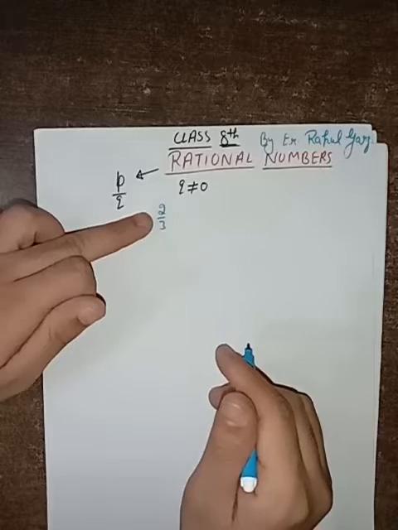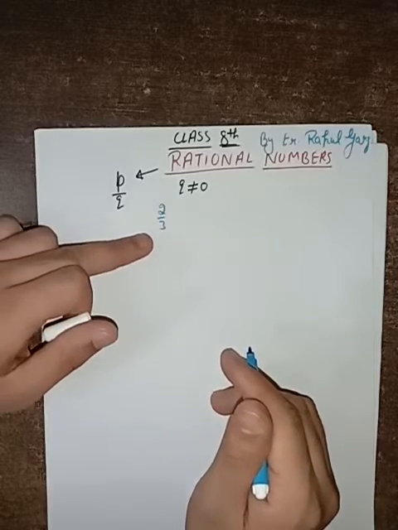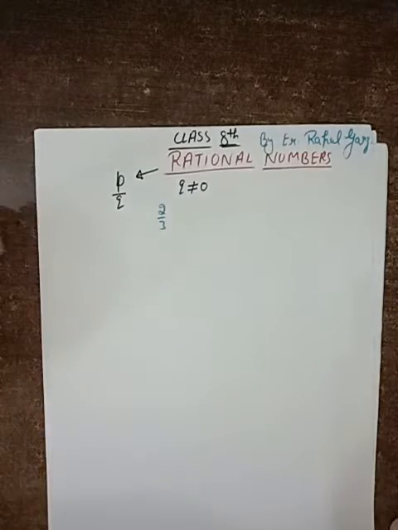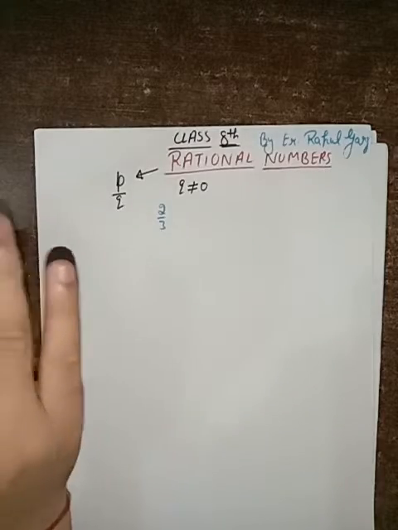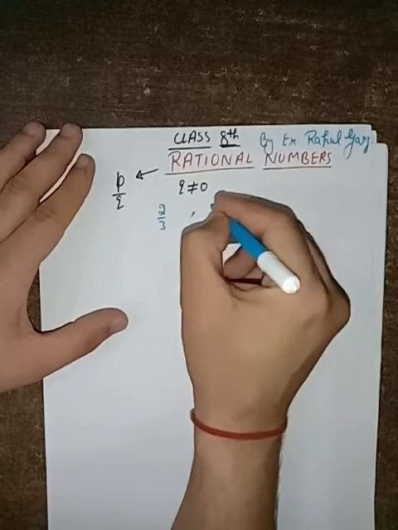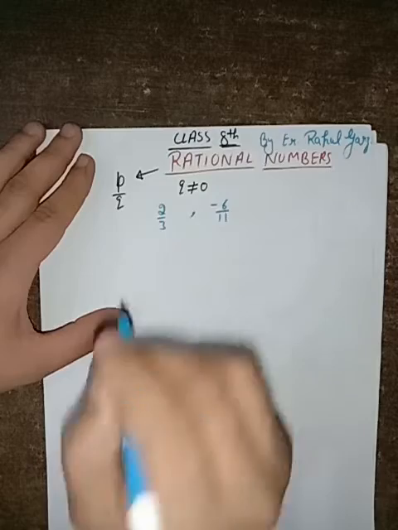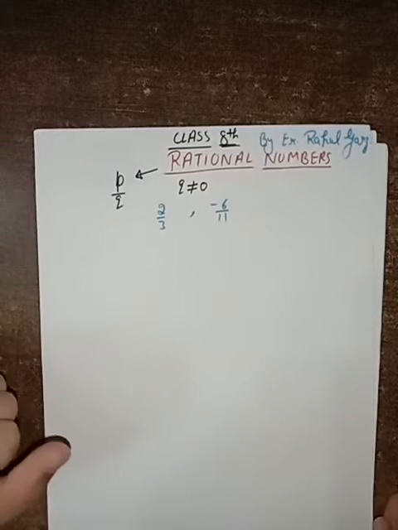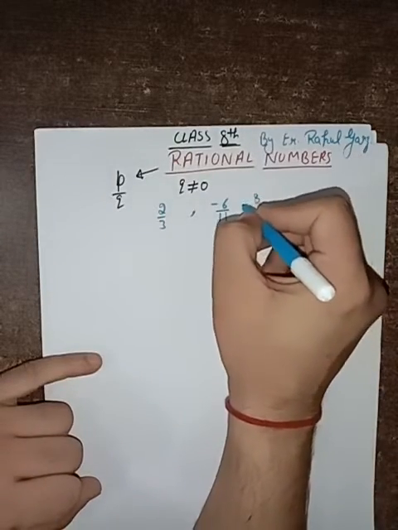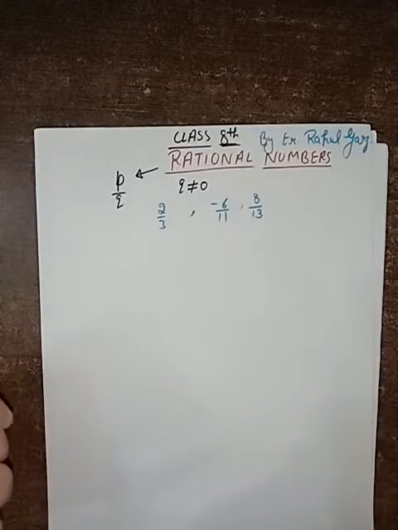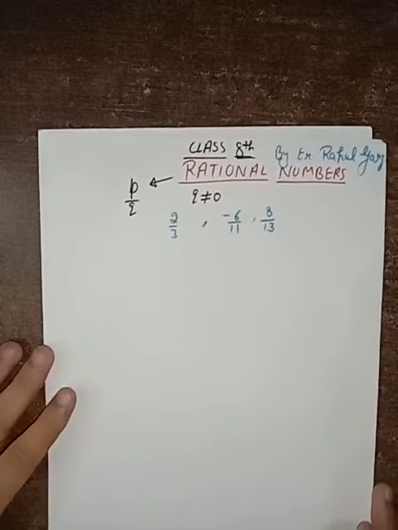Here p equals 2 and q equals 3, and q is not equal to 0. Hence it is a rational number. Next, minus 6 divided by 11. This is also a rational number. 8 by 13. This is also a rational number.